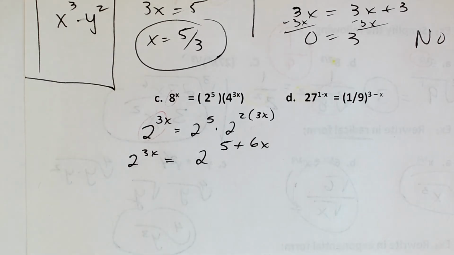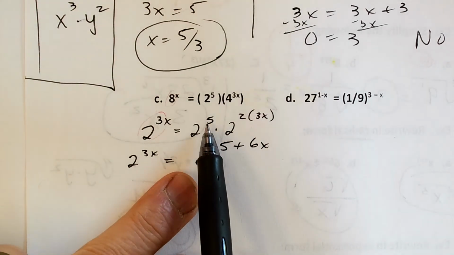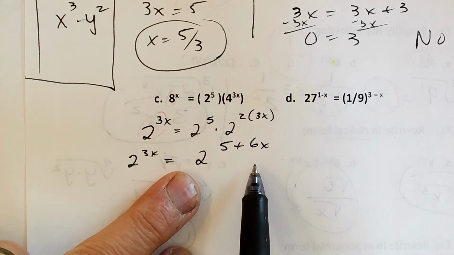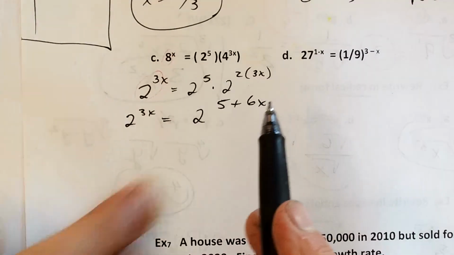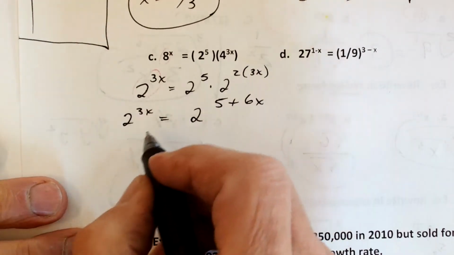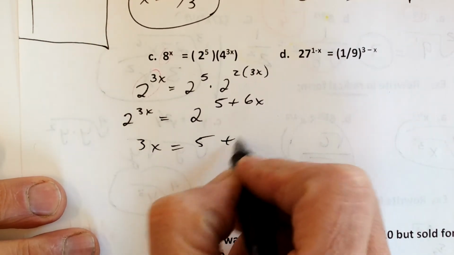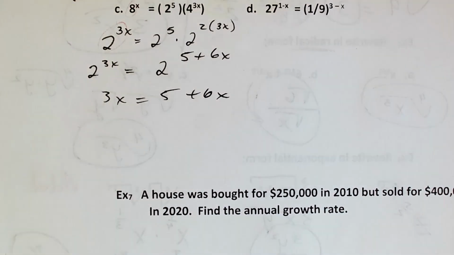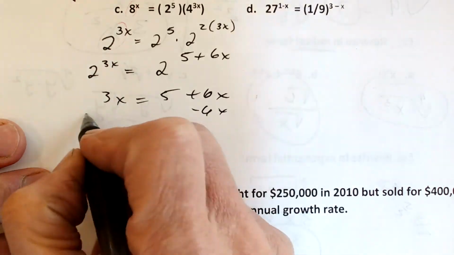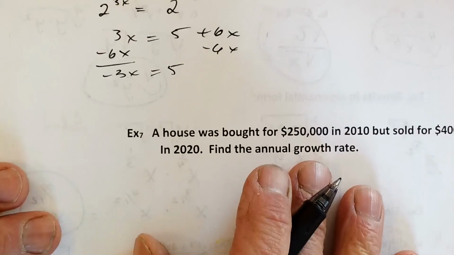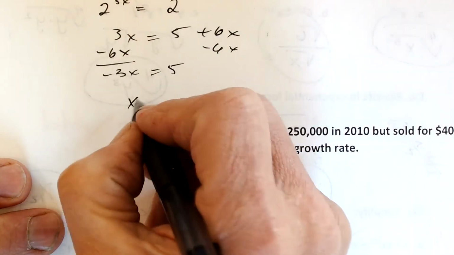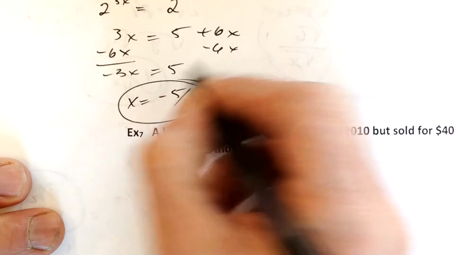So when you multiply, you add exponents, right? So I'm going to have a 2 to the 5 plus 6x. You get that? I'm just following the rule. And now they both have the same base. So I go 3x equals 5 plus 6x, right? And then it gets pretty easy from there. Let's go minus 6x, minus 6x, negative 3x equals 5, right? Divide, and I get x equals negative 5/3, okay?